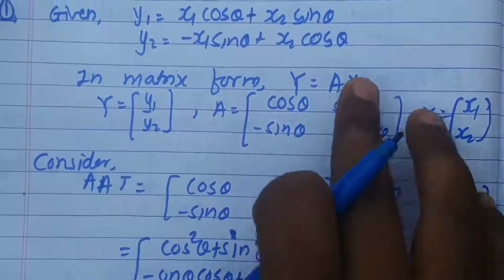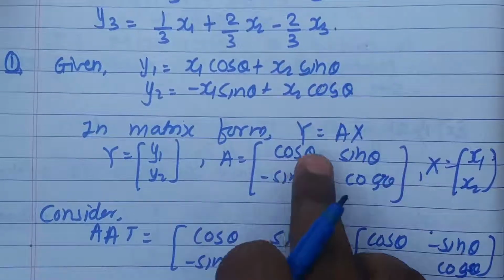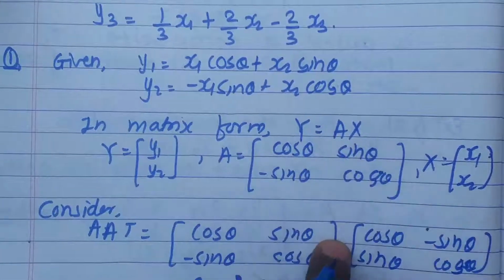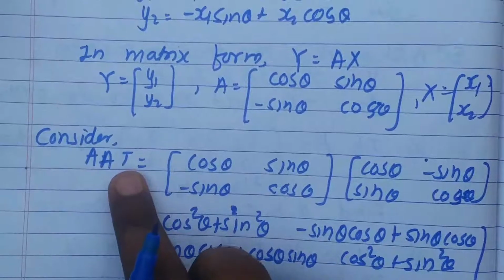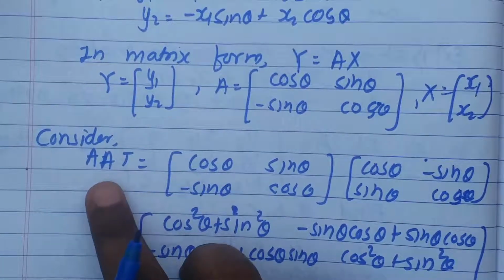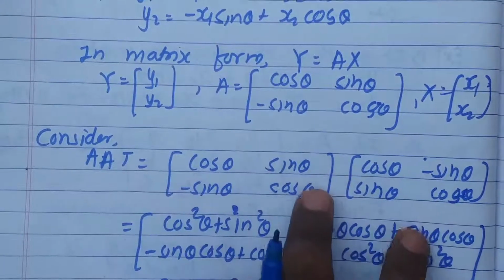Now we need to show that this linear transformation is orthogonal. It means we need to show that this matrix is orthogonal. So for proving the matrix is orthogonal, take the product of A with A transpose and show that it is identity.